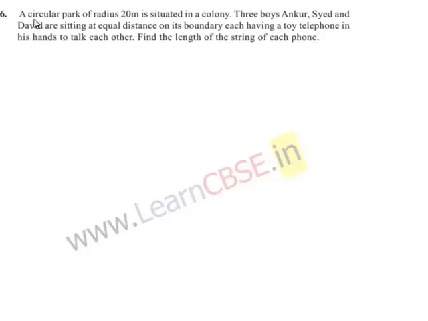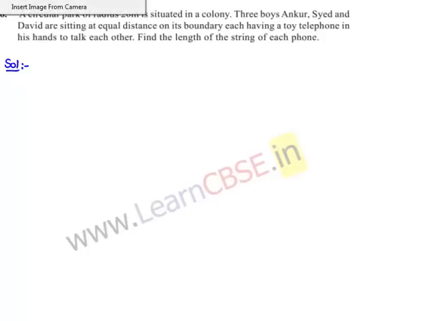Moving to the sixth question. A circular park of radius 20 meters is situated in a colony. Three boys, Ankur, Syed and David, are sitting at equal distance on its boundary, each having a toy telephone in his hands to talk to each other. Find the length of the string of each phone. Now moving on to the solution.